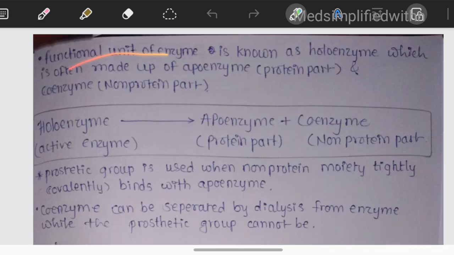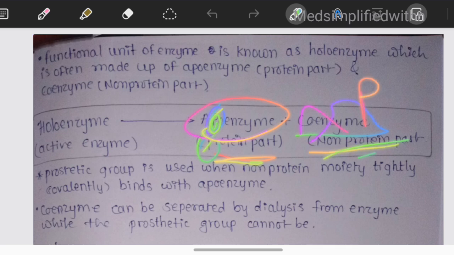Let's see, the functional unit of an enzyme is also known as the holoenzyme, which is made up of apoenzyme, that is the protein part, and the coenzyme, that is the non-protein part. The holoenzyme means the active enzyme formed by the apoenzyme and coenzyme. You can also remember: P for protein, apoenzyme has the letter P, and coenzyme does not have the letter P, so it is the non-protein part. Just for remembering.